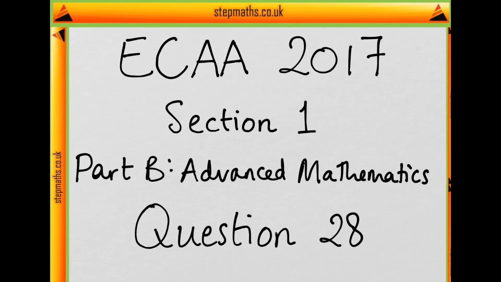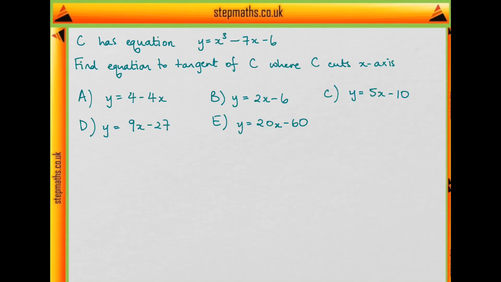Hi, this is Q28, question 28, and for this question we're told the curve C has equation y equals x cubed minus 7x minus 6, and they want us to find the equation of the tangent to C at the point where C cuts the x-axis.